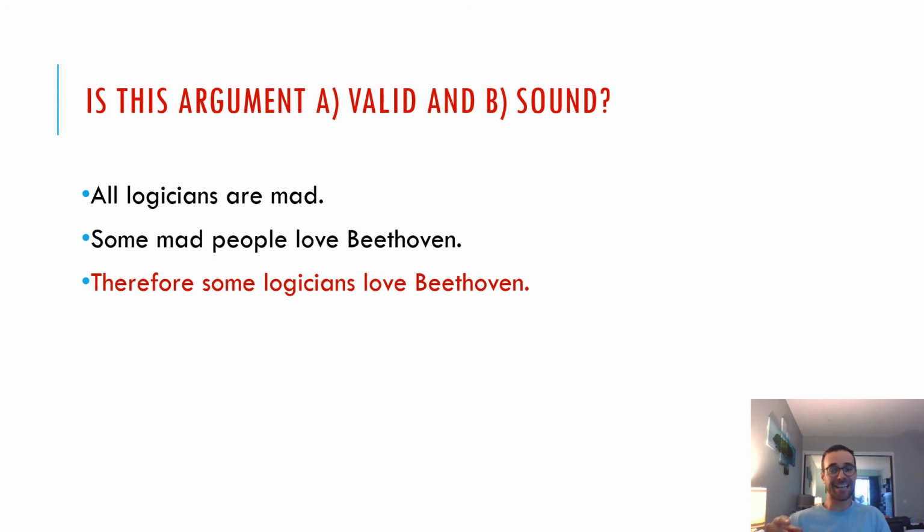I could see that these two circles, those that love Beethoven and those that are logicians, don't necessarily have to touch one another. And because I can imagine that world, it means that the premises do not entail the conclusion. Because if I had a valid argument, the premises would guarantee the conclusion. I would not be able to think about an existence where this wasn't true.